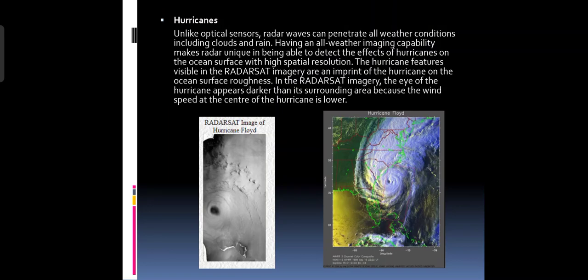having an all-weather image capability makes radar unique, being able to detect the effects of hurricanes on the ocean surface with high spatial resolution. The hurricane features visible in the RADARSAT imagery are imprints of the hurricanes on the ocean surface roughness. In the RADARSAT imagery, the eye of the hurricane appears darker than the surrounding area because the wind speed at the center of the hurricane is lower.